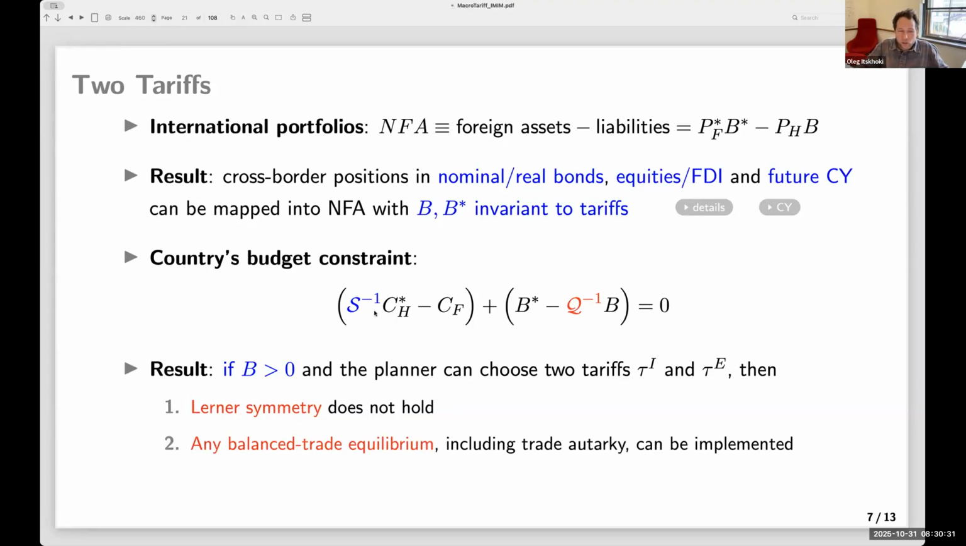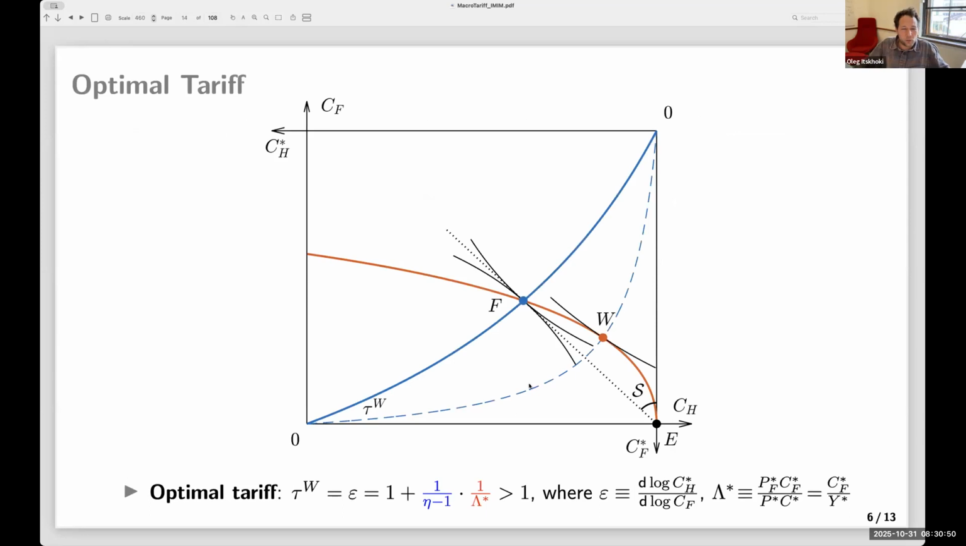Now, it turns out that once you have two tariffs, import tariff and export tax, you can manipulate both the terms of trade and real exchange rate independently. And it turns out you can get any balanced trade equilibrium. So basically, no matter where you start in this Edgeworth box, you can always land yourself on the red line and anywhere on the red line.